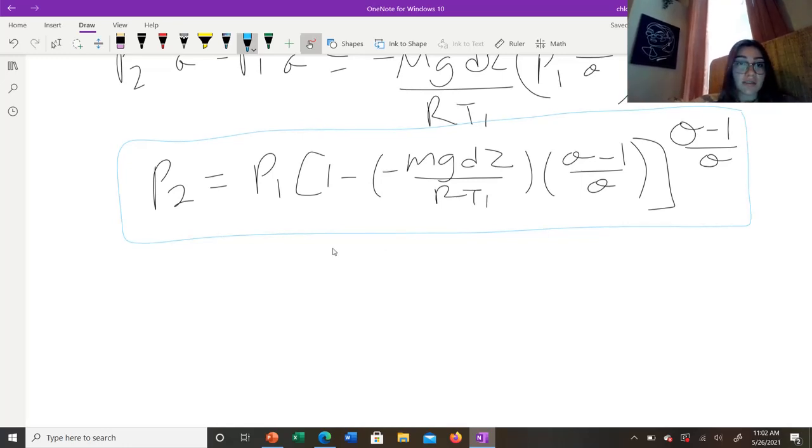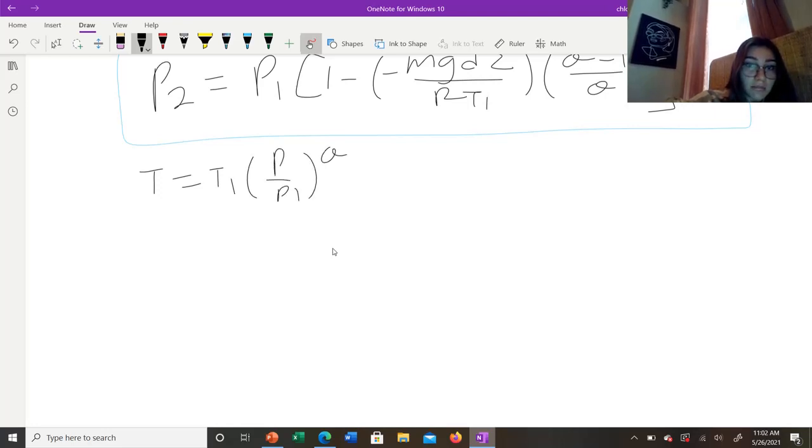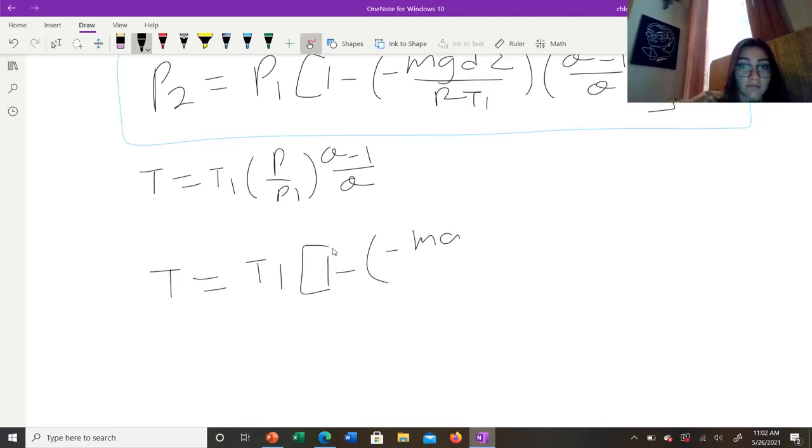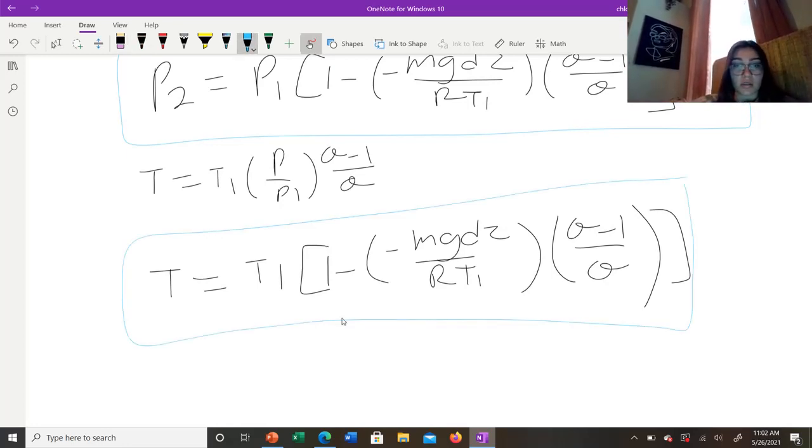Now from here, we're on our final step. We're going to go ahead and find the equation that relates to temperature. So from before, we remember T equals T1 P over P1 to the gamma minus 1 over gamma. So from here, we're just going to have that T equals T1. It's going to be the same kind of stuff. 1 minus negative mg delta z over r T1 times gamma minus 1 over gamma, but this one's not raised to the power. So this is the final equation for the temperature.